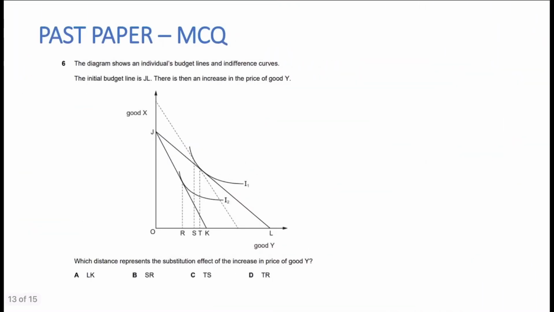This is our last past paper question. The diagram shows the individual's budget lines and indifference curves. The initial budget line is JL. There is then an increase in the price of good Y. Which distance represents the substitution effect of an increase in the price of good Y? Is it A, B, C, or D? I'm going to give you guys 1 last minute to answer this question.